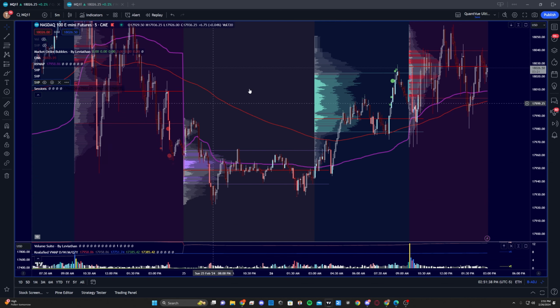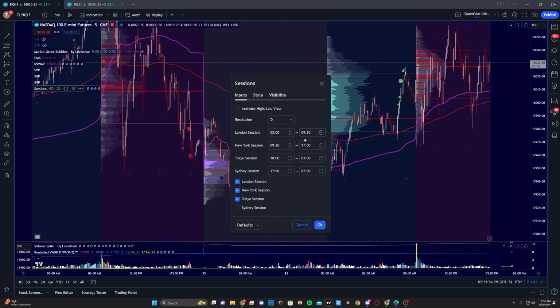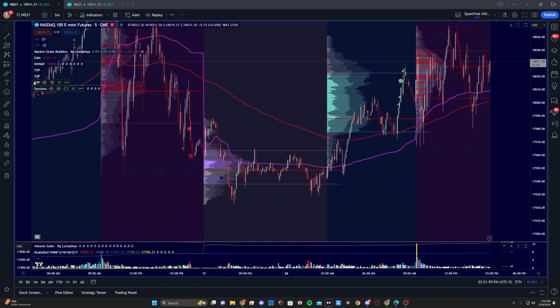The first thing we have is sessions, which are the background colors. All the background colors are different for different times. You have London, Tokyo, New York, and Sydney, with all the times inside of there. You can turn Sydney on and off if you want. A lot of people keep Sydney off. You also have the session volume profile for each session, which is what these are.